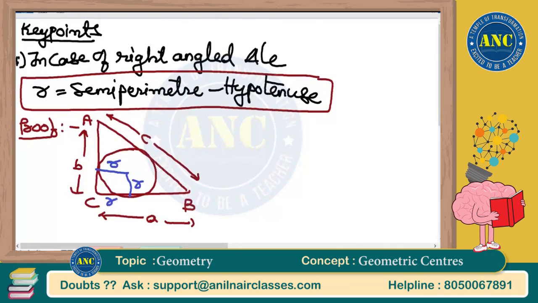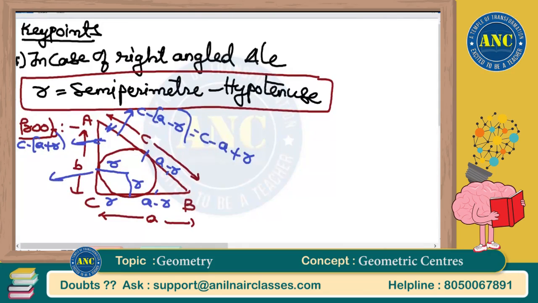If it is R, the total is A, so this is A minus R. Tangents drawn from an external point are always equal. So these two are equal: A minus R. Then C minus of A minus R, which is nothing but C minus A plus R. These two are also equal, tangents drawn from an external point. So this is C minus of A plus R.